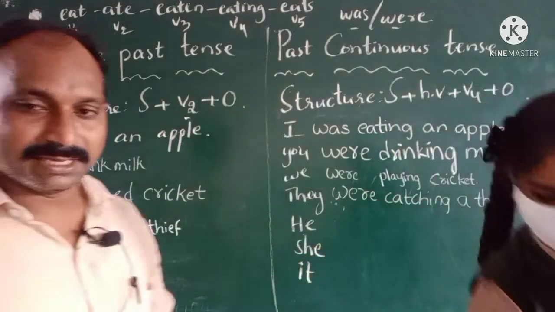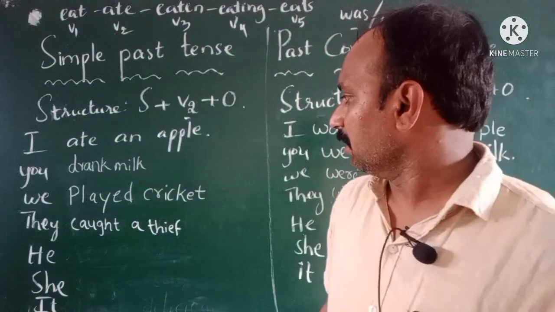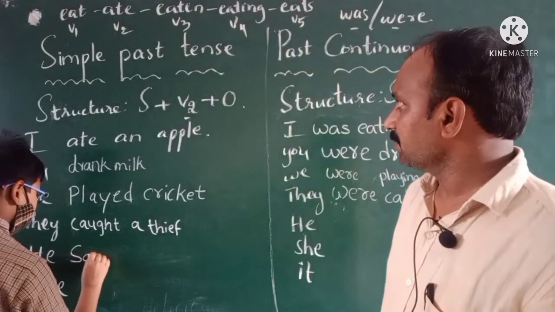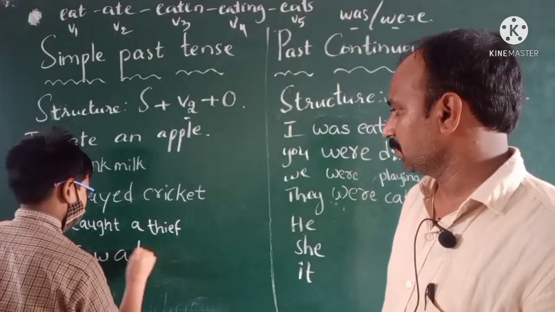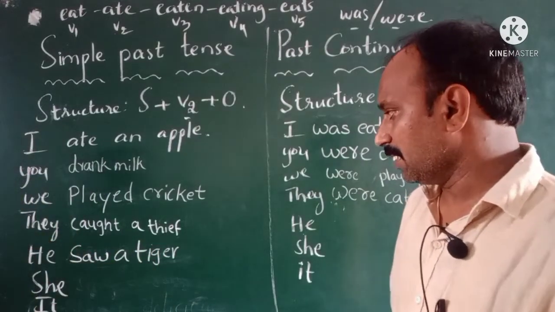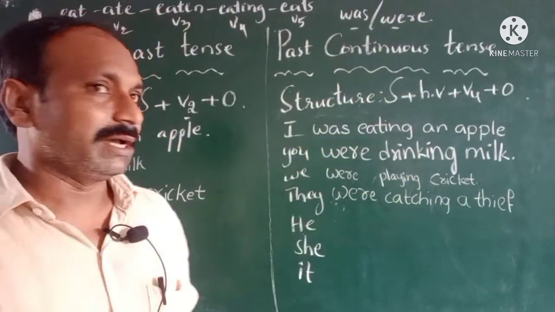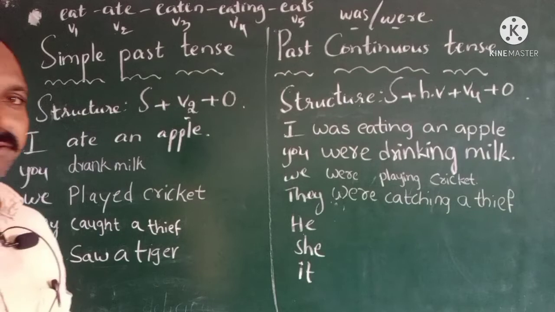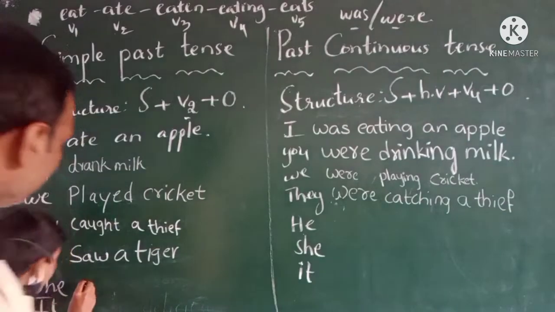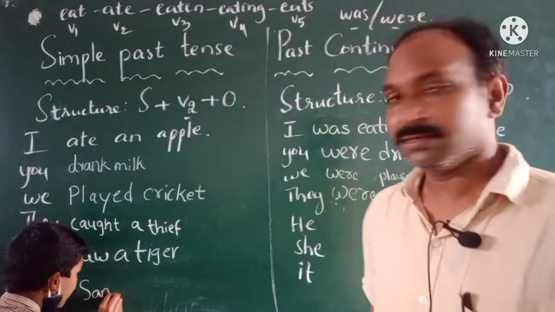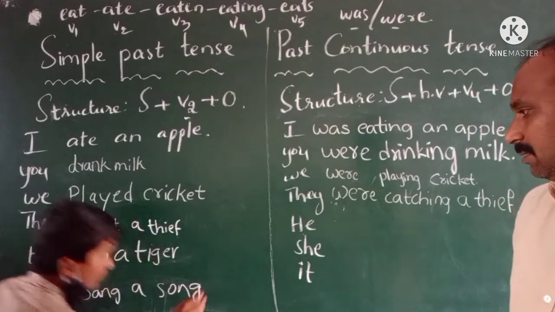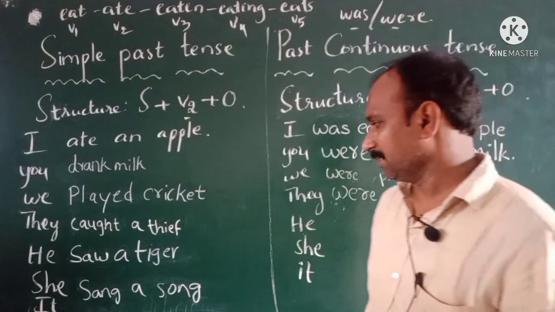Very nice. Okay. So now here is in simple past tense. Here Yokiran will write an example for simple past tense. He saw a tiger. Very good. And next, Pavan, will you write an example for it? Which one will you write? She sang a song. Very good.